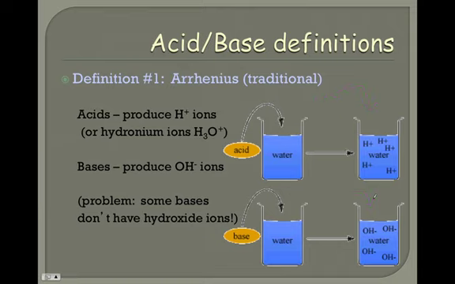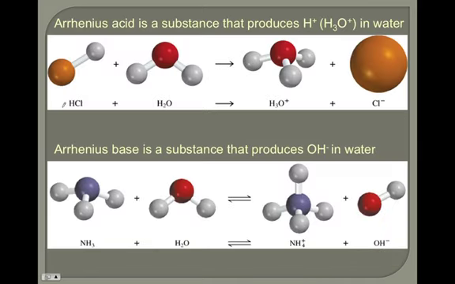The problem is that some bases don't have a hydroxide ion. So in a minute, we're going to talk about Bronsted and Lowry, who came along and redefined bases for us. And this is why we have multiple ways to talk about acids and bases. Here we have hydrochloric acid and water. When we put that in water, this hydrogen here is going to bind here and leave a Cl-. And so this hydronium ion is created in the water, and that is our acidic hydrogen.